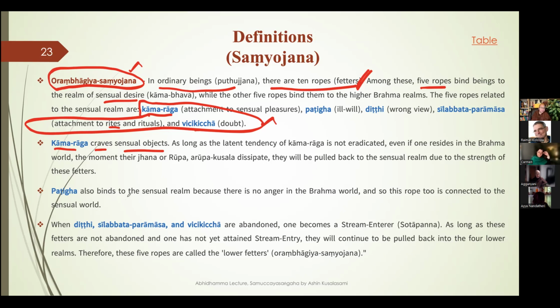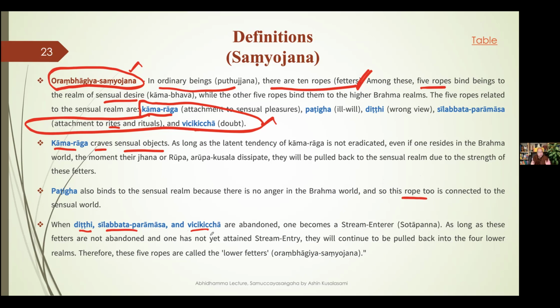And Patigha also binds to the sensual realm, because there is no anger in the Brahma world. So this fetter too is connected to the sensual realm, the lower realms. And how about Ditthi, Silabbata Paramasa and Vicikiccha? Yeah. So when these three fetters are abandoned, one becomes a stream-enterer, Sotapanna. As long as these fetters are not abandoned and one has not yet attained stream entry, they will continue to be pulled back into the four lower realms. So therefore, these five fetters are called the lower fetters, Orambhagiya Sanyojana.